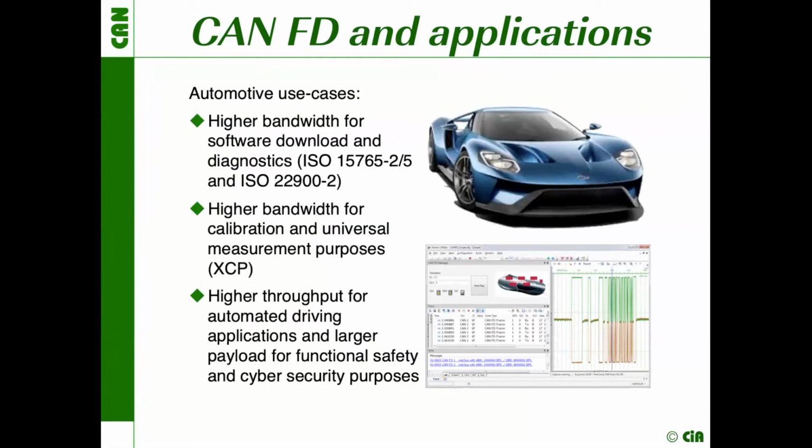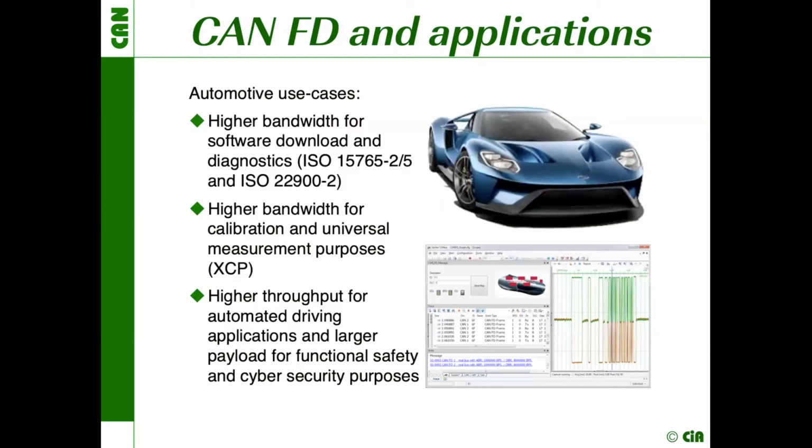As always, automotive were the first. Automotive were the first in developing CAN, and we use it in many applications these times. So automotive was also the one who gave pressure on further development of CAN into what we have today as CAN FD. The requirements are higher bandwidth for software download and for diagnosis, higher bandwidth for calibration and universal measurement purposes, and higher throughput for automated driving, or at least going in the direction of automated driving, and of course for functional safety and cybersecurity purposes.